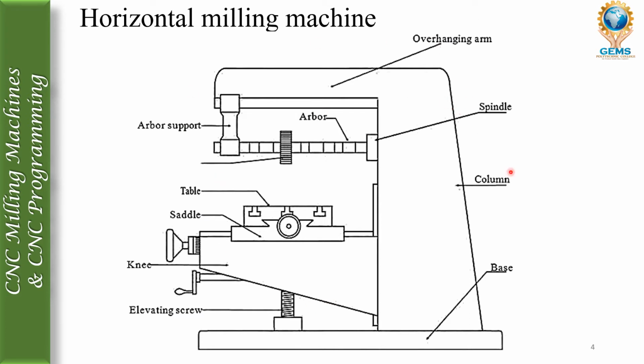But when it comes to the spindle, here we have an arbor. This arbor is connected to the spindle. This is the tool, mounted horizontally towards the workpiece or towards the table. This is how the horizontal milling machine is designed.